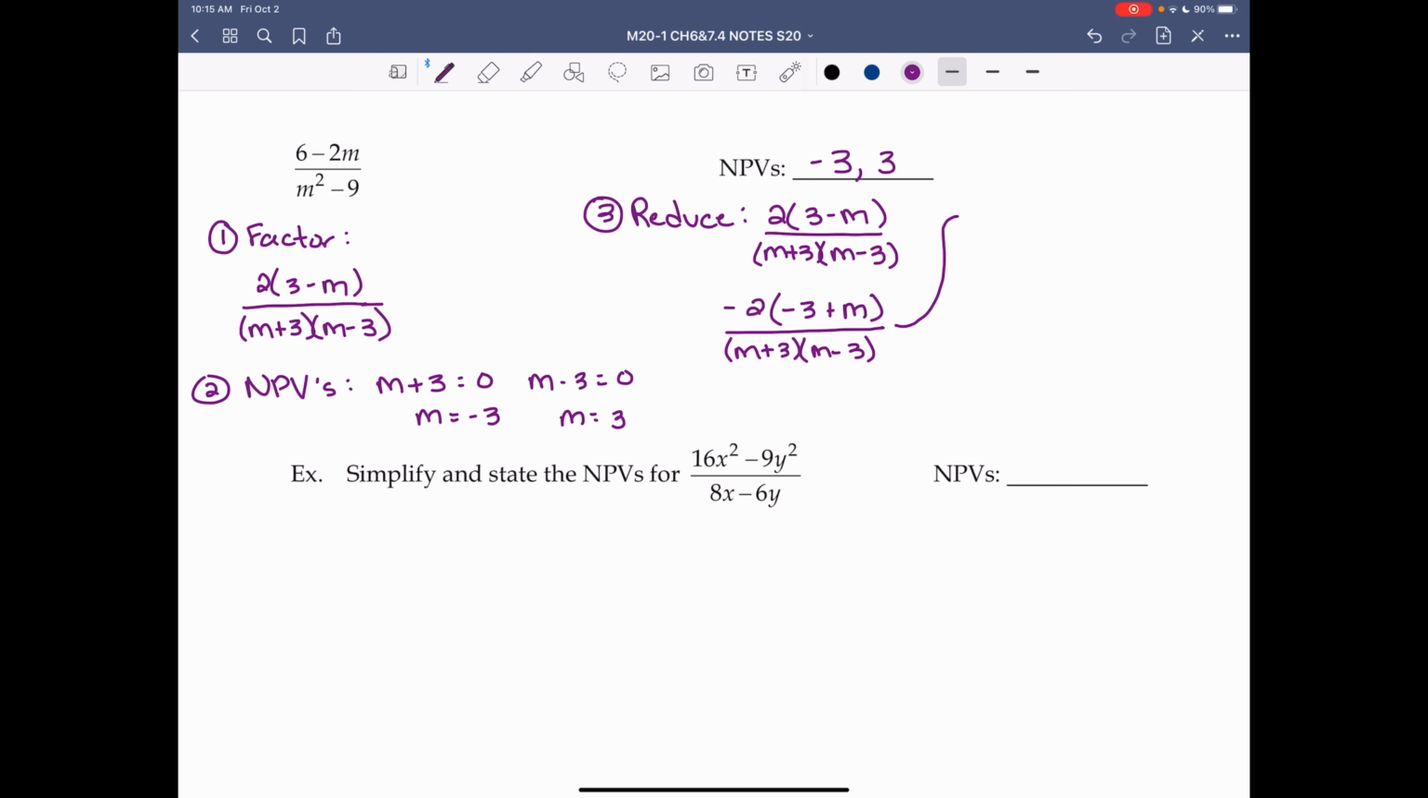Then we can change the order of our factor. We get negative 2 bracket, we have positive m minus 3 over m plus 3, m minus 3, and then we divide out our common factor of m minus 3, and we're left with negative 2 over m plus 3.